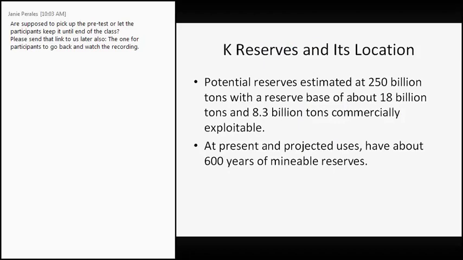Potential reserves are estimated at about 250 billion tons with a reserve base of about 18 billion tons. And we've got about 8.3 billion tons that are commercially exploitable today. So at the present and projected use rates, we have about 600 years of mineable reserves. So a little bit better than the phosphorus. Phosphorus, we're looking at somewhere between 25 and about 100 years, depending on where you happen to be looking. With the potassium, we're looking at about 600 years.